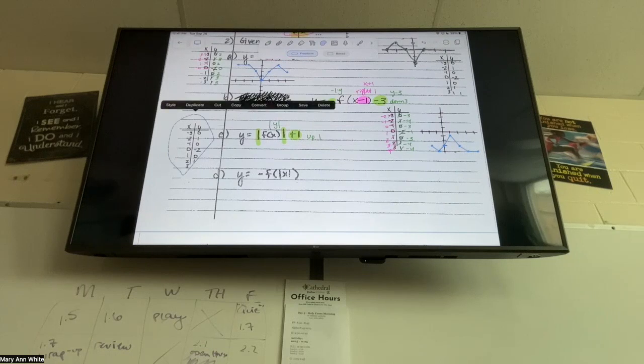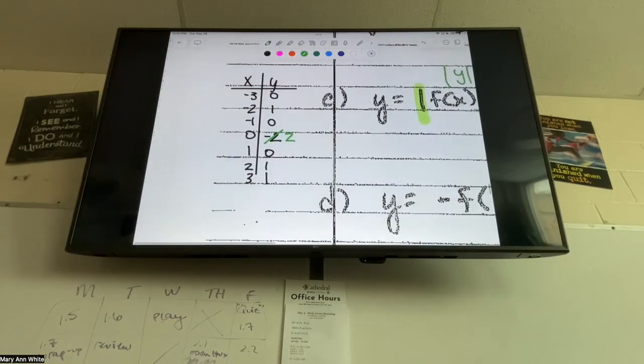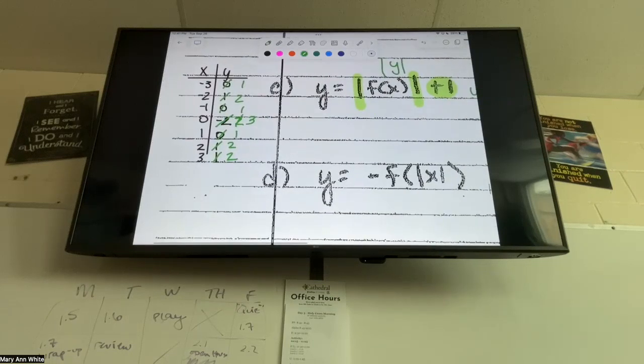Put this guy over here. So I'm gonna take all my y values and absolute value them. And the only one I had to change was that -2 becomes +2. And then I'm gonna add 1 to all of my y values. So 1, 2, 1, 3, 1, 2, 2. Once you have those, set up your graph.